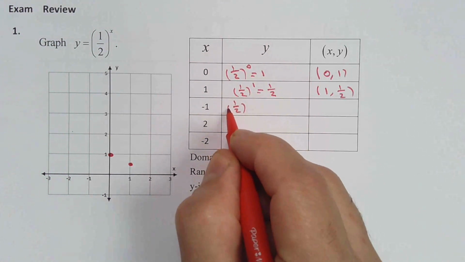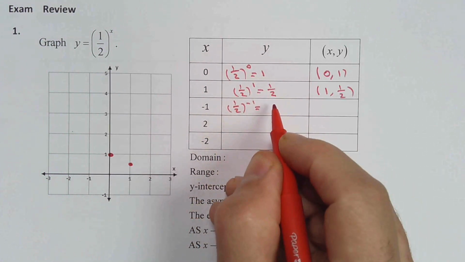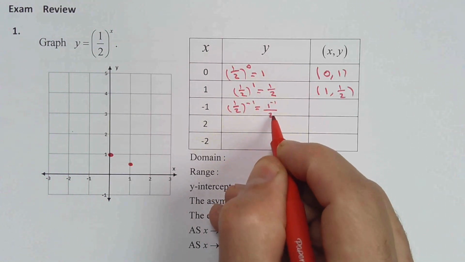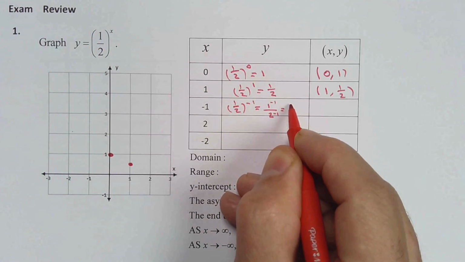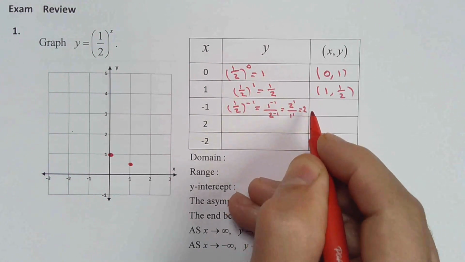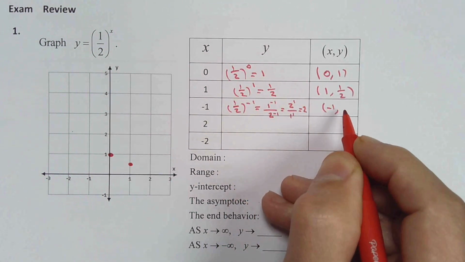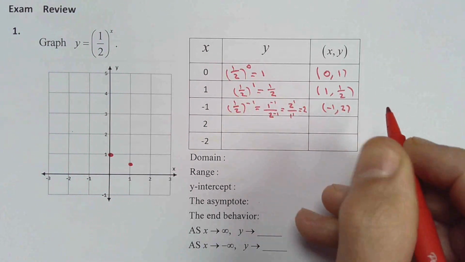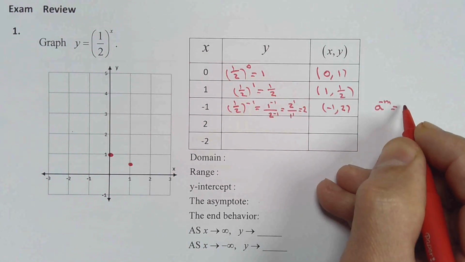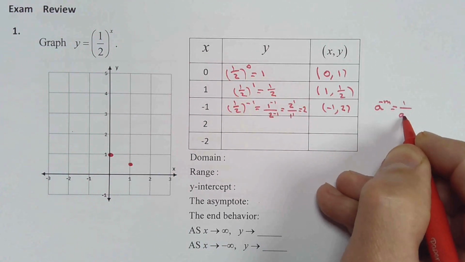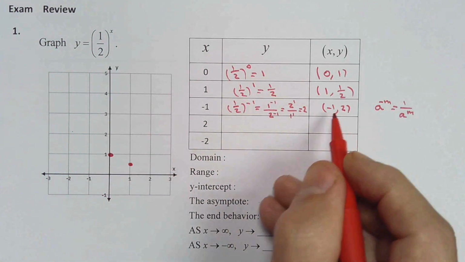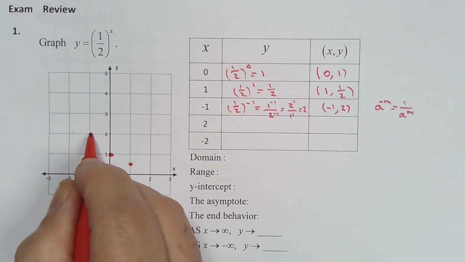(1/2)^-1 equals 1^-1 over 2^-1, which is 2^1, positive 1, over 1^1, which is 2. So -1 will give me 2. The reason is that anything raised to the power -m becomes 1 over a to the power positive m. So -1 is going to give me 2.